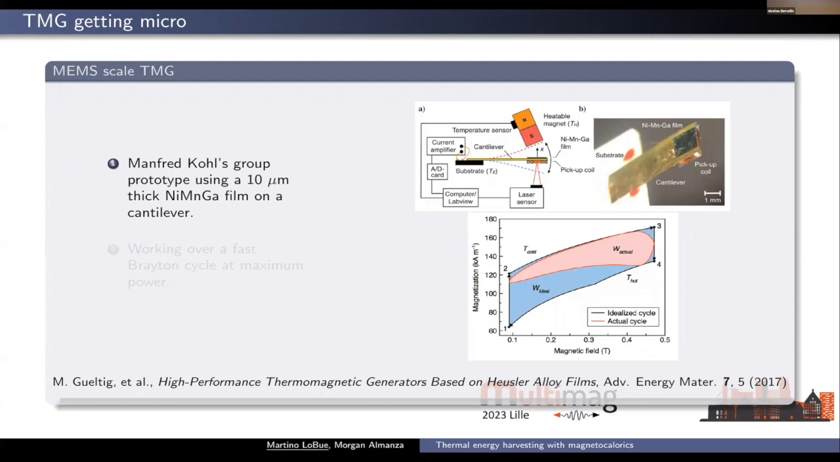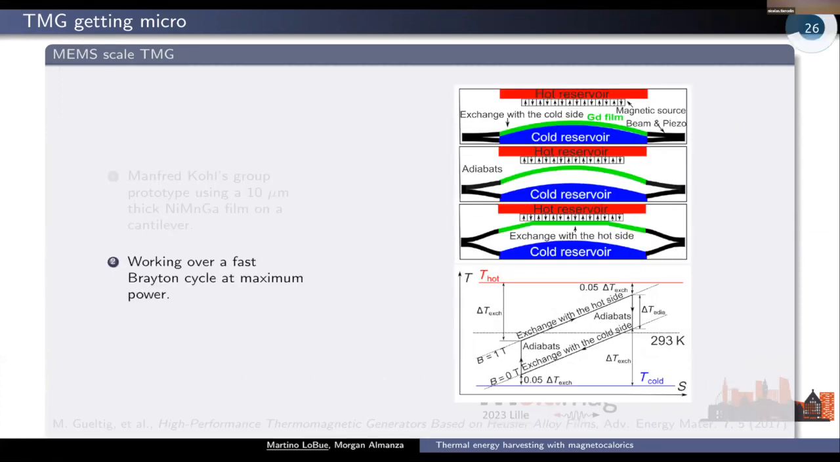So we took inspiration from Manfred Kohl's group system that was working with Heusler, and today he also published something with gadolinium, where you have a self-actuated system vibrating on a cantilever. But we would like to have a thermodynamic cycle more ideal than the one of the Karlsruhe group device. So we would like to work on a nearly ideal magnetic Brayton cycle. So this is the idea of our design.